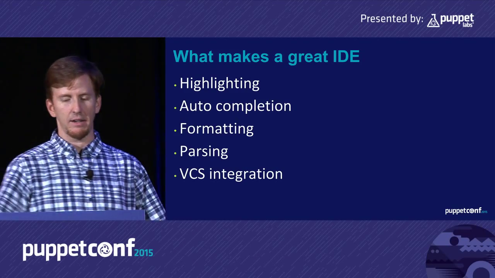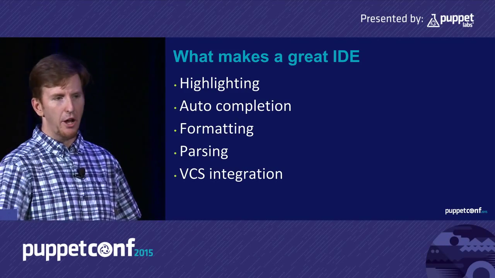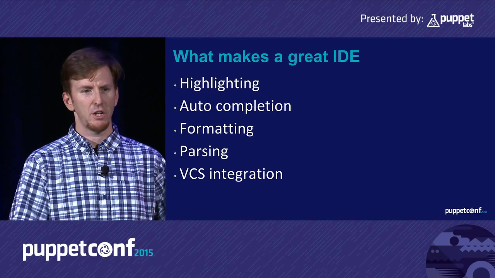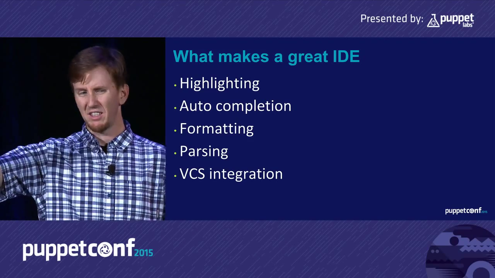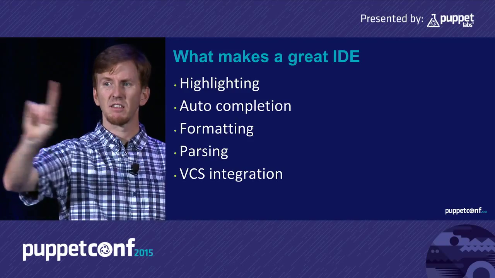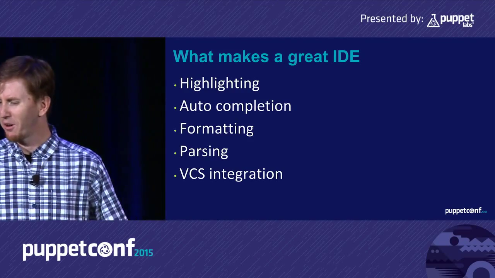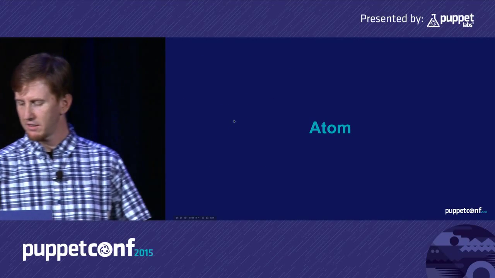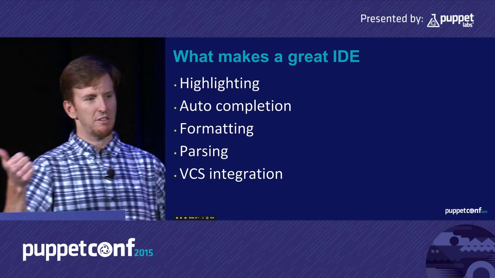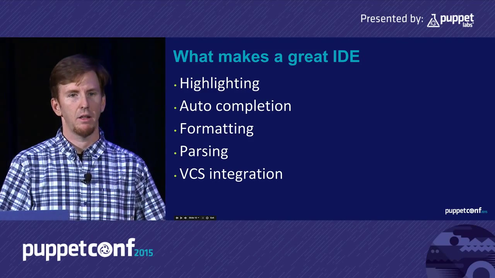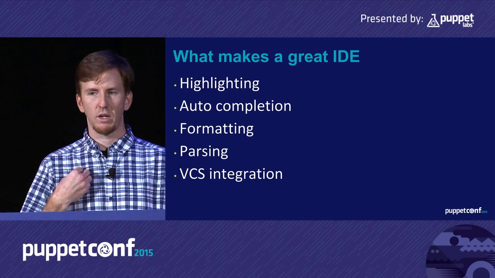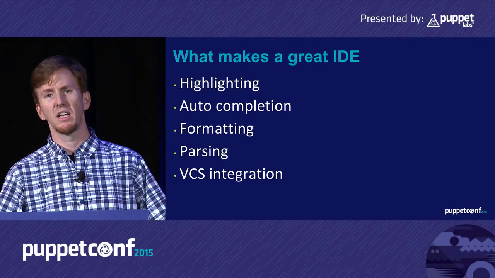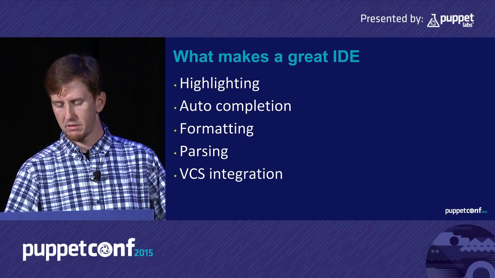So what makes it great? Highlighting, of course. What about auto-completion? We have some of that. Formatting of your code. Can Notepad++ do that? And pass Puppet lint? OK, no. Parsing. Does it actually parse your code to make sure everything's correct? And does it have VCS integration? These are tools that I find are critical for my workflow. And if I have them built into my IDE, I function a lot better.